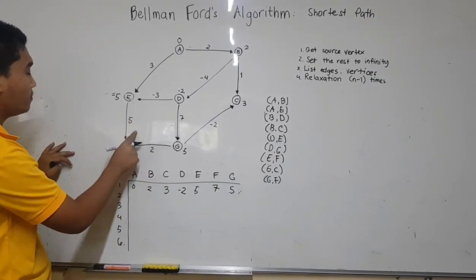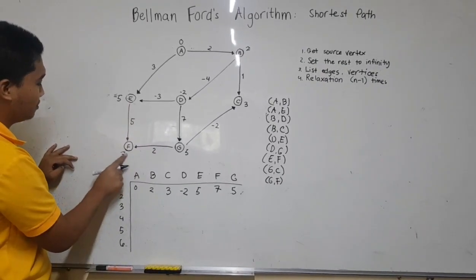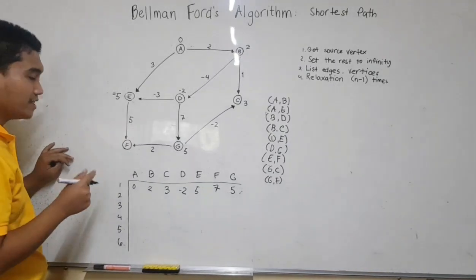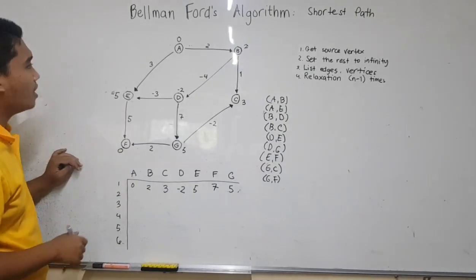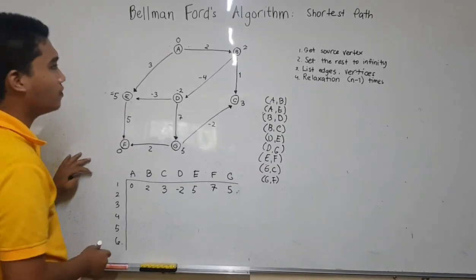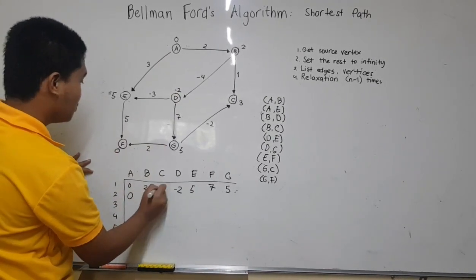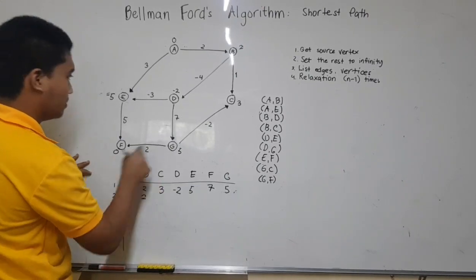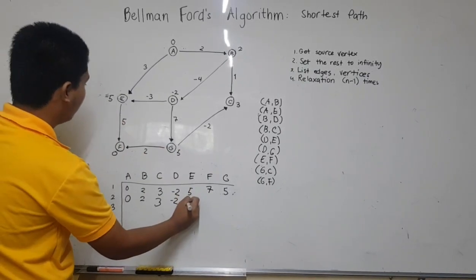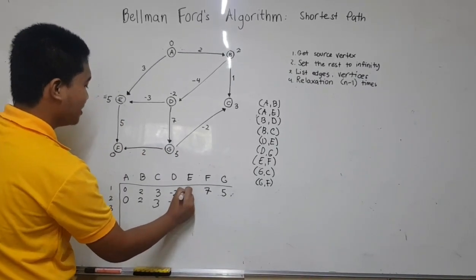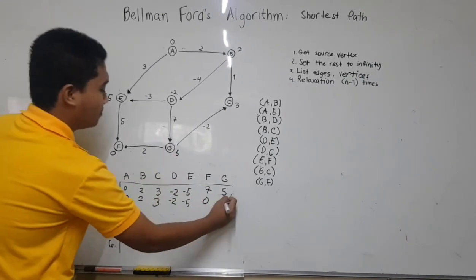Then next is E to F. Negative 5 plus 5 is 0. Since 0 is less than 7, we need to change that. And that's for the second iteration of relaxation. So we mark the new values here. B is 2, C is 3, D is negative 2, E is negative 5, F is 0, then G is 5.